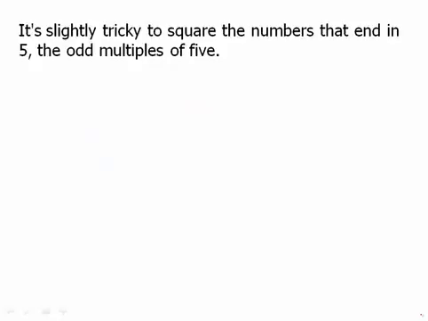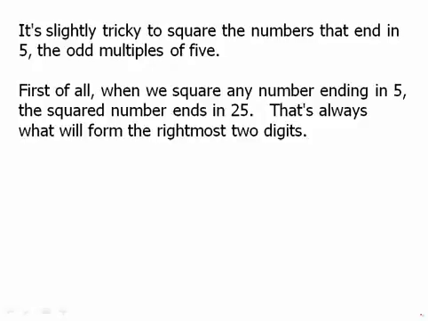Now it's slightly trickier to square the numbers that end in 5, the odd multiples of 5. First of all, when we square any number ending in 5, the squared number ends in 25. That's always what will form the rightmost two digits. So that's important. So it's just a matter of finding the stuff that goes in front of 25.